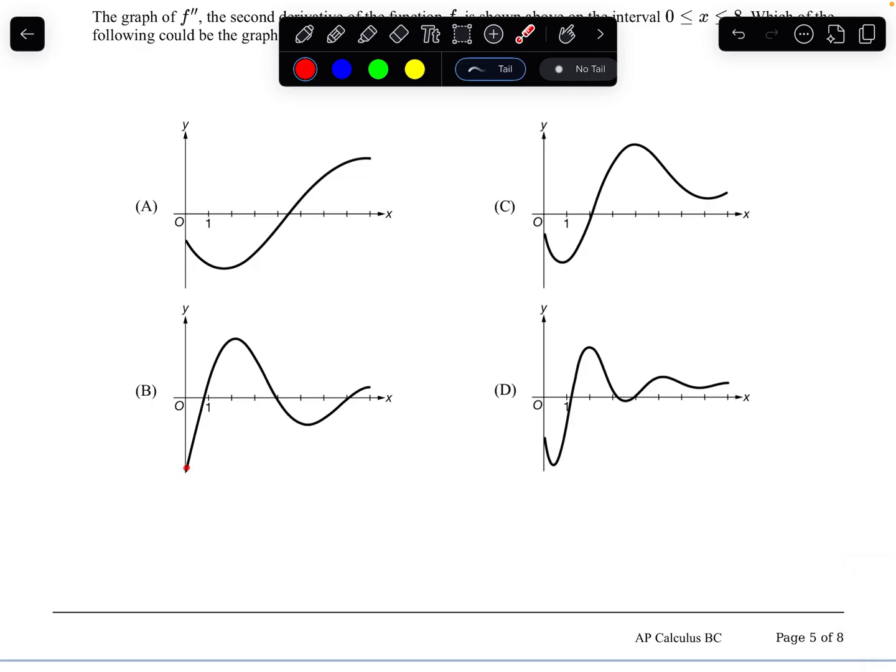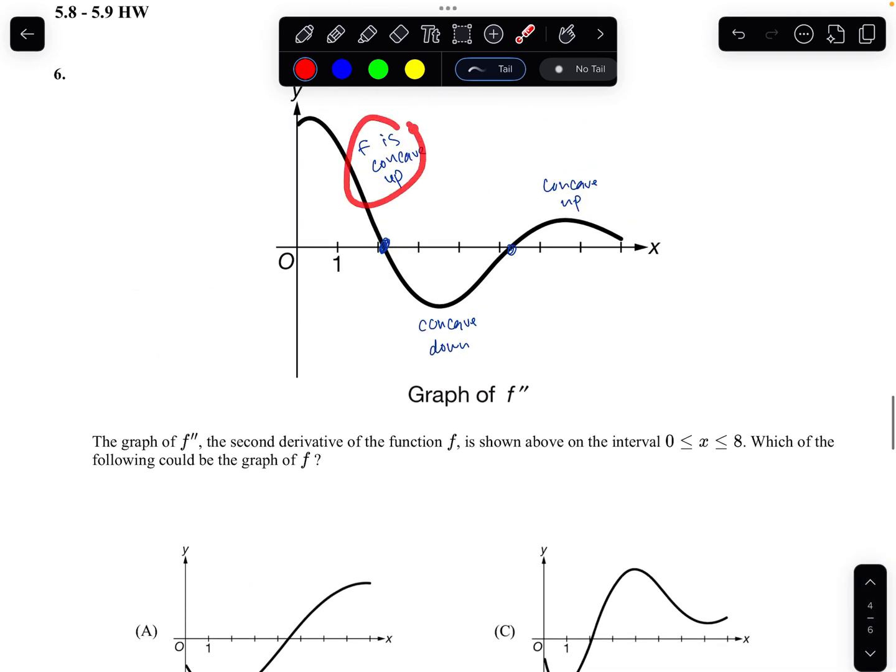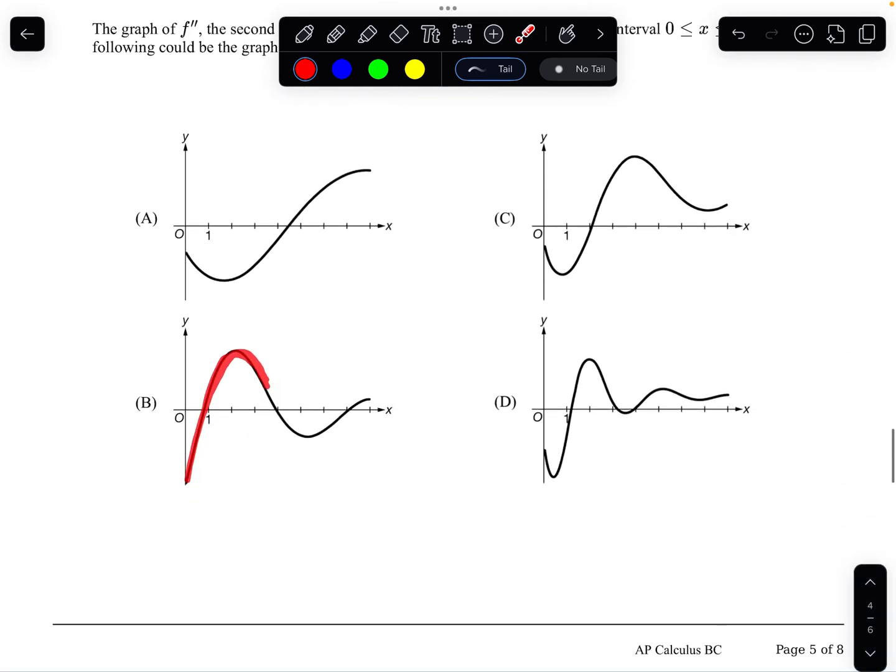So you can see here, it kind of has a downward facing parabola shape right here, and then it goes upward facing parabola shape, then downward facing parabola shape, kind of very at the end. So slope is decreasing right here, which would mean that the graph of f must be concave down, but we start with the graph of f being concave up. So I don't think it's going to be B.